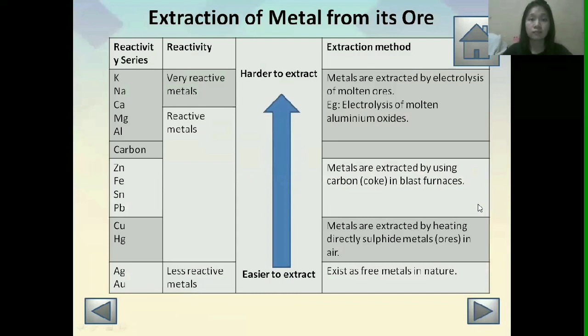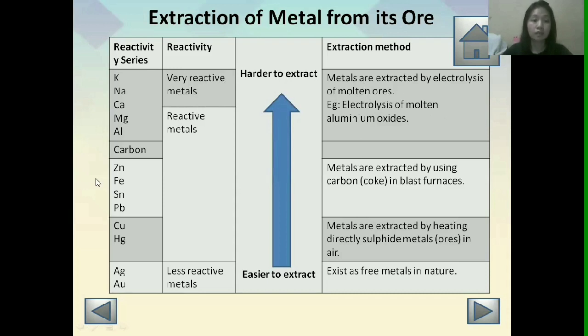From this table, we can see that the more reactive the metal is, the more difficult it is to extract from its ore. So the very reactive metals are extracted by electrolysis of molten ores. For example, the electrolysis of molten aluminum oxide. Later we will discuss this further.